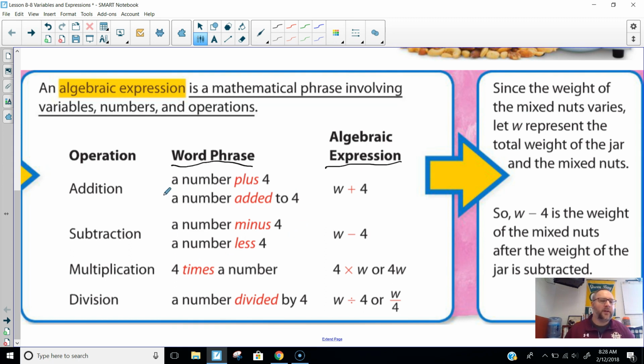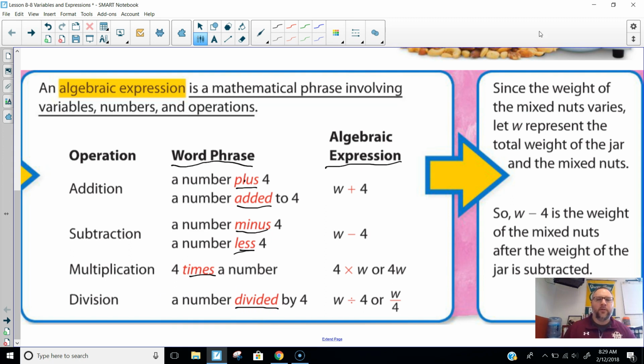Notice the words that we're using here. Addition is a number plus 4, a number added to 4. For subtraction, we have a number minus 4, or a number less 4. Multiplication, we have 4 times a number. And for division, we have a number divided by 4.